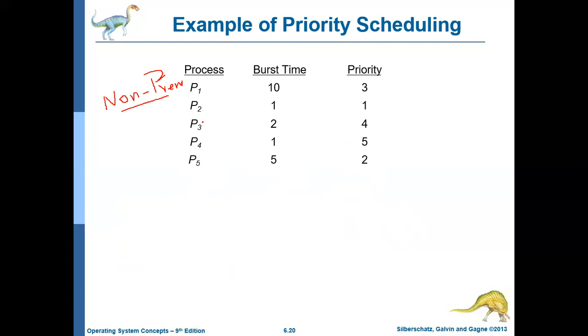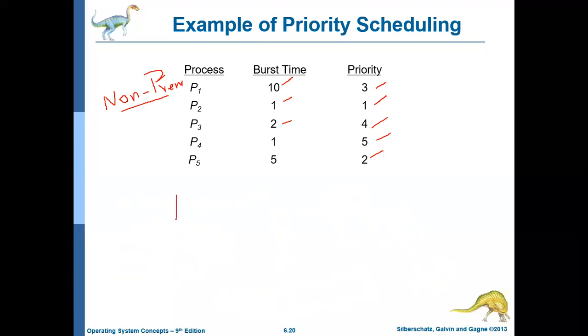So there are five processes: P1, P2, P3, P4, and P5, and these are the burst times required by each process, and these are the priorities. The lower the number, the higher the priority. So P2 has the highest priority, and then P5 has the next highest priority, and then P1, and then P3, and at last P4. So this is the order in which they are going to execute: first P2, then P5, then P1, then P3, and then P4.